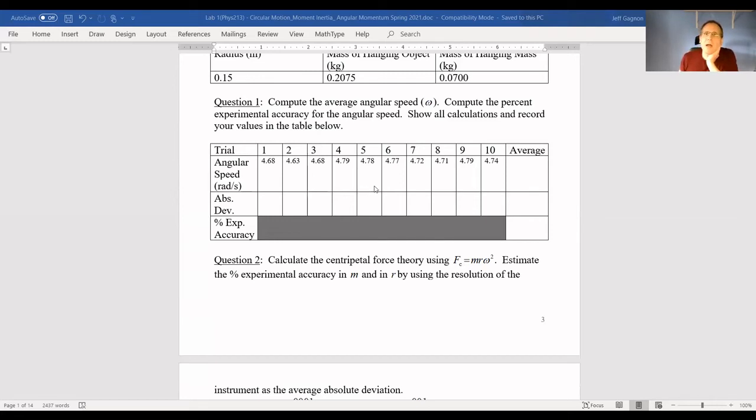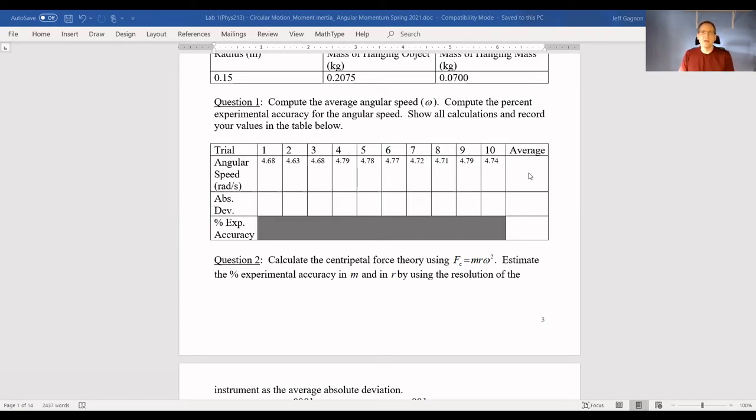Okay, so question 1, all I want you to do is compute the average omega, the average angular speed. Make sure you round to 2 places, because that's the resolution of the instrument, 0.01 radians per second. And then also calculate the percent experimental accuracy. We reviewed all this in lab 0. You have to find all the absolute deviations, how far each value is away from your average, then average them, and make sure you round to 2 places. And then of course the accuracy is going to be the average absolute deviation divided by your average angular speed times 100.